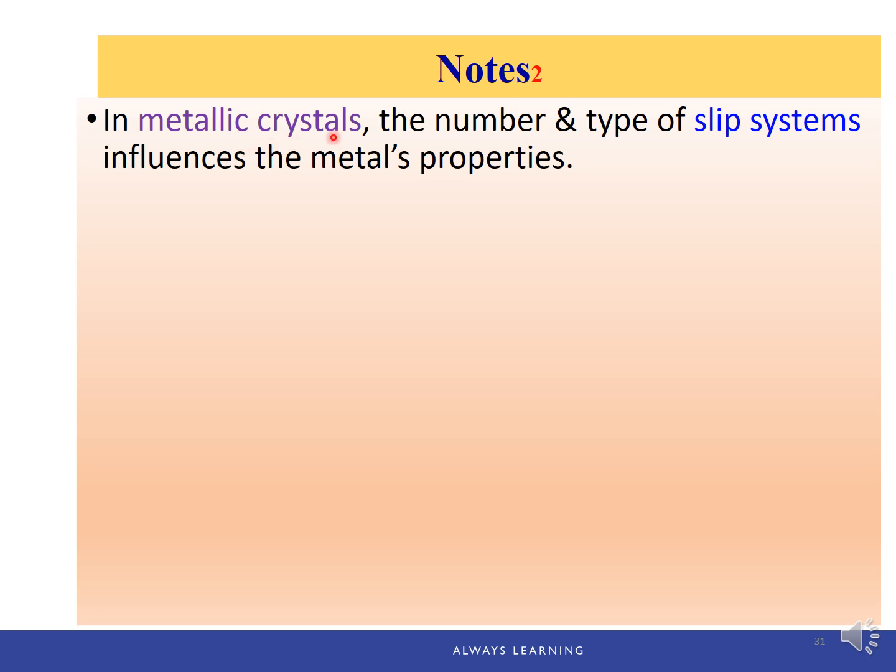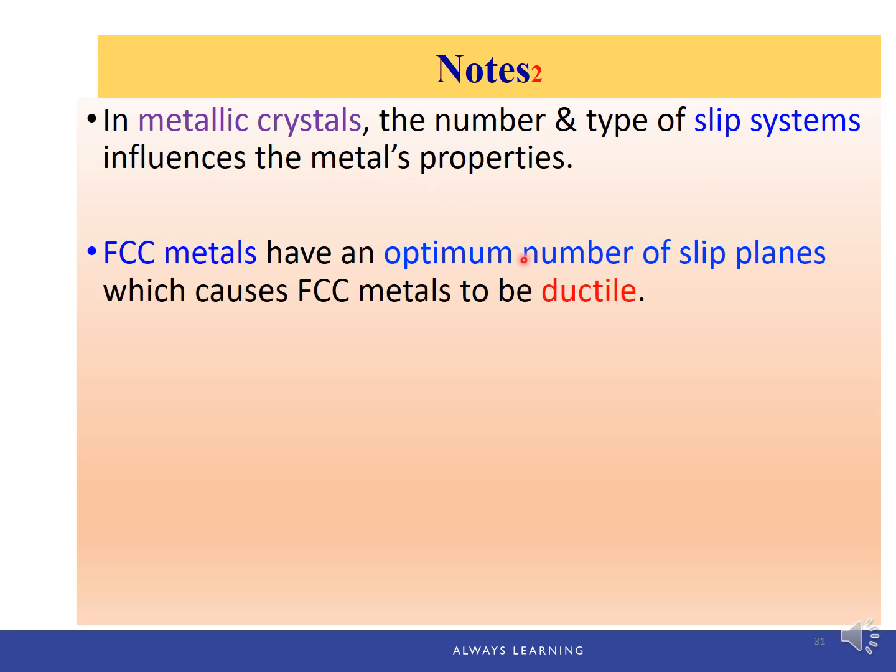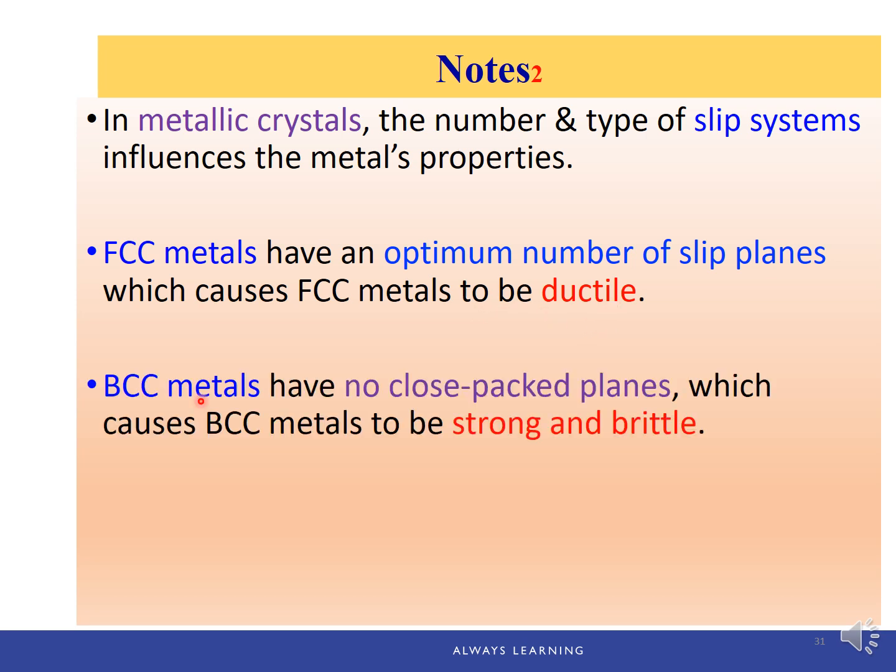In metallic crystals, the number and type of slip systems influences the metal's properties. FCC metals have an optimal number of slip planes, which causes FCC metals to be ductile. We know there are 12 slip systems in FCC metals. Therefore, FCC metals are the most ductile, with the highest ductility.